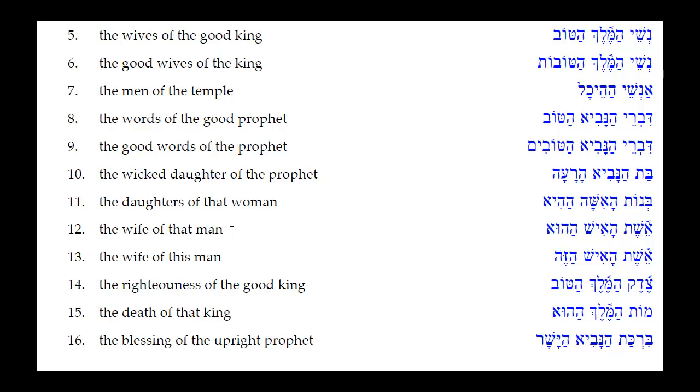Number 12 is the wife of that man. Wife is the construct noun, man is the absolute noun, and we have a demonstrative adjective agreeing with man. So we would say eshet, which is wife of, that's the feminine singular construct of isha. This one is radical stems. Eshet ha'ish, the wife of the man. Then we add the demonstrative adjective hahu, since it is saying that man, the wife of that man. Eshet ha'ish hahu.